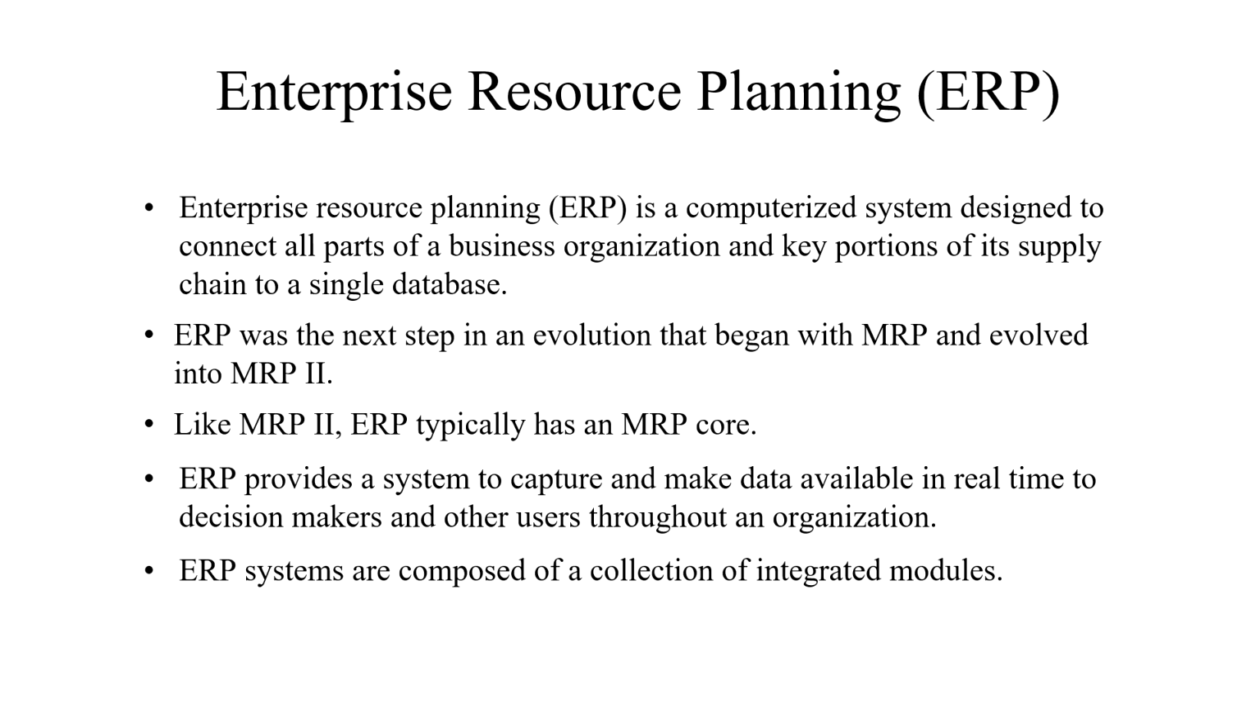And then we have enterprise resource planning. This is a computerized system designed to connect all parts of a business and key parts of its supply chain to a single database. ERP was the next step after MRP I and MRP II. This has an MRP core typically. They provide a system to capture data and make it available in real time to decision makers across the entire organization. ERP systems are typically composed of a collection of integrated modules.